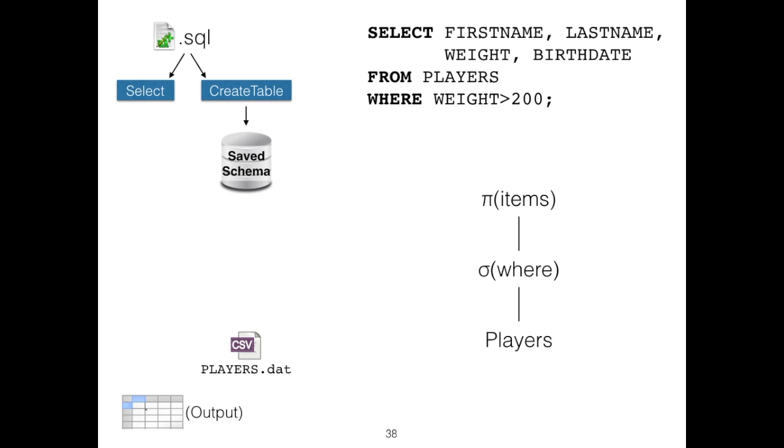So eventually you'll get this thing converted to a relational algebra tree, and that relational algebra tree includes some information that you're going to have to draw from your schema. So you will need to know, for example, the schema of players.